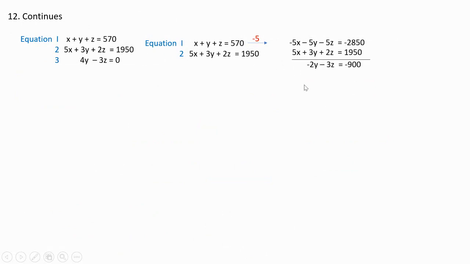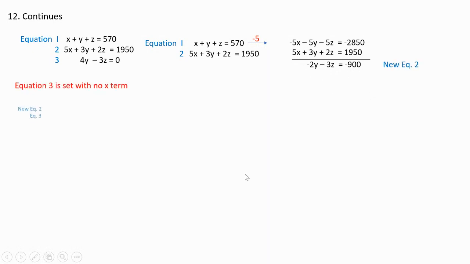So after we do the operation, we get -2y minus 3z equals -900. And here we cannot simplify, right? Because this can be divided by 2 and also by 3, but the 3 cannot be divided by 2, so we leave it how it is. So this is my new equation 2.